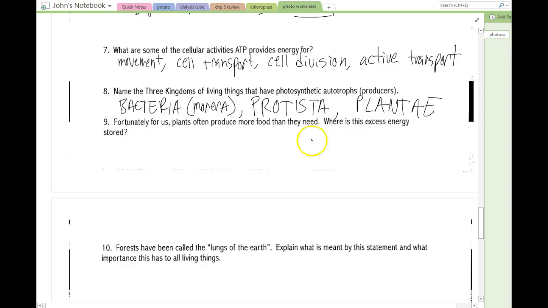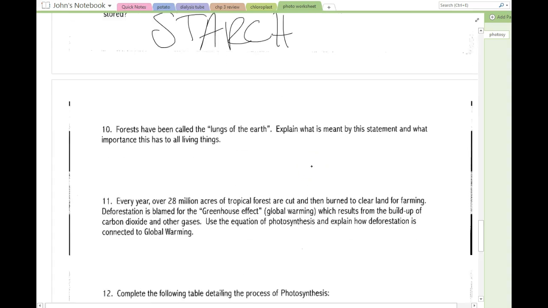So, plants store their excess energy as... Yeah, and it's yummy, yummy for us.